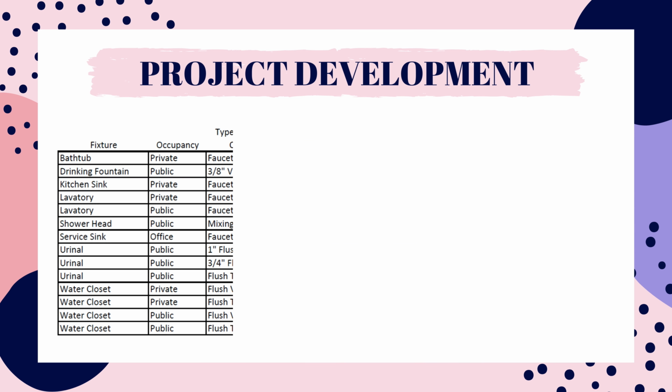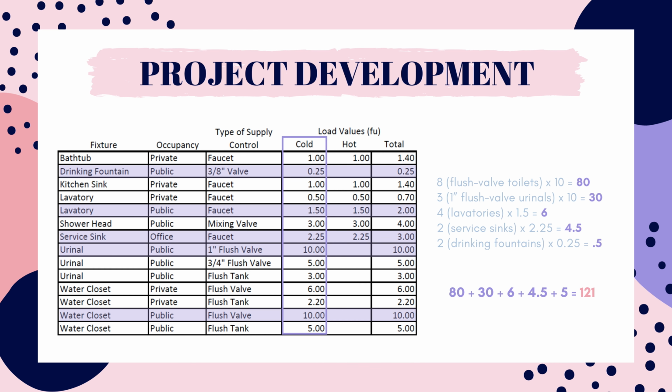8 flush valve toilets have 10 fixture units of cold water demand, for a total of 80 fixture units. 3 1-inch flush valve urinals also at 10 gives us 30 fixture units. 4 lavatories at 1.5 gives us 6. 2 service sinks at 2.25 is 4.5. And 2 drinking fountains at 0.25 gives us 0.5. You multiply each of these and then add them all together, which gives you a total fixture count of 121 for cold water demand. Easy peasy, right? With this one, the math is simple, but you just have to make sure that you're pulling the right numbers from the chart.